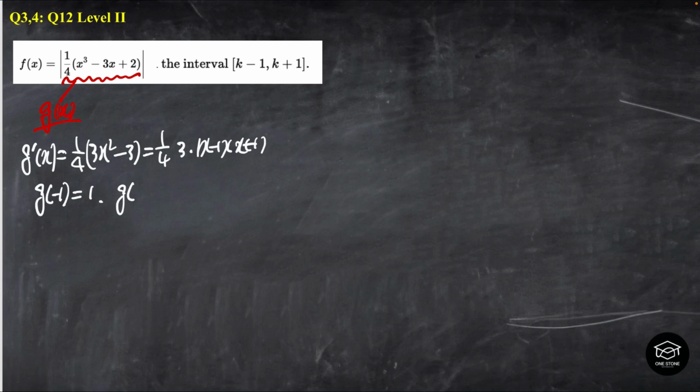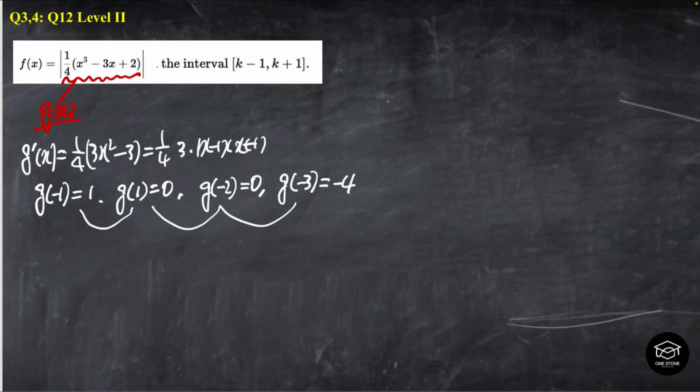At x equals -1, we get 1/4 times -1 plus 3 plus 2, which is 1, so that's a local maximum. At x equals 1, we get 1/4 times 1 minus 3 plus 2, which is 0. That's a local minimum. Now, let's consider some other helpful points. At x equals 0, g of x is 1/4 times 2, or 1/2. At x equals -2, g of x is 0. And at x equals -3, g of x is -4.